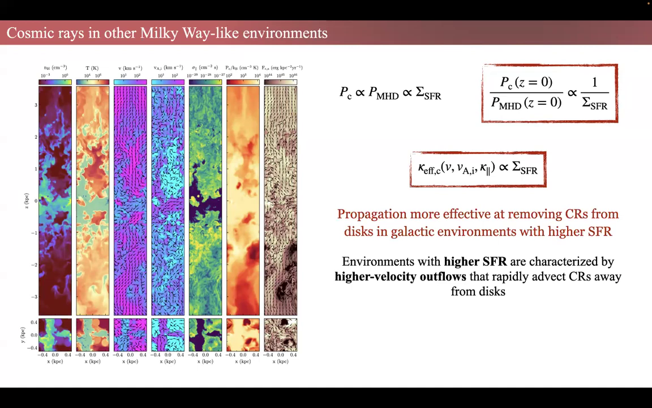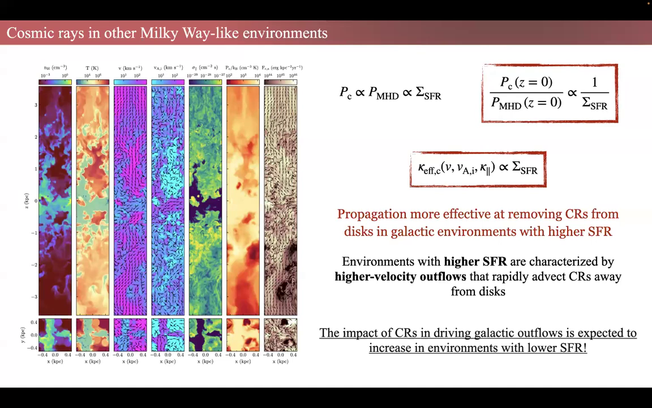The reason is that cosmic ray propagation out of disks is more effective in environments with higher star formation rate. And among the three mechanisms responsible for cosmic ray transport, advection is the one responsible for such behavior. Environments with higher star formation rate are characterized by higher velocity outflows that quickly advect cosmic rays away from disks. So from this result, we expect that the impact of cosmic rays in driving galactic outflows might be more important in relatively quiescent environments like our own solar neighborhood.